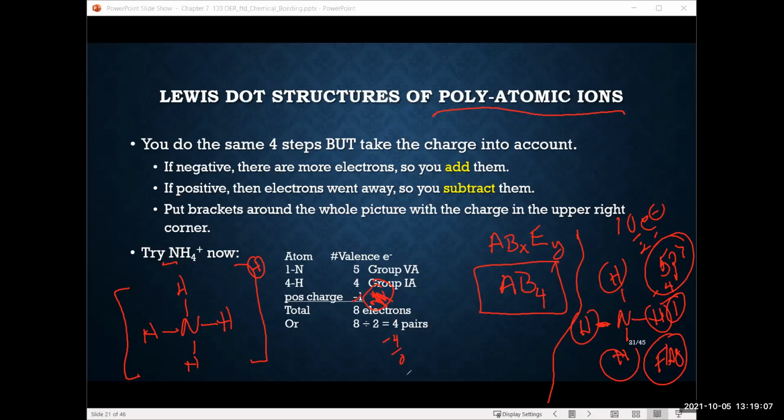Okay, so that helps you out because sometimes we tend to forget. All right, if it's a negative ion, I gotta add a number. If it's positive, I gotta subtract. Okay.